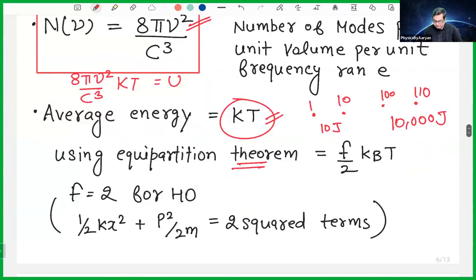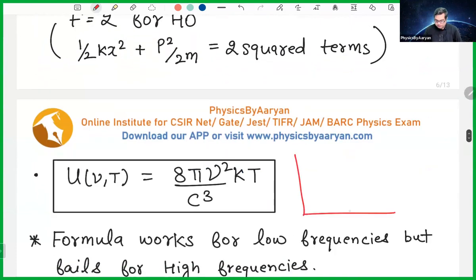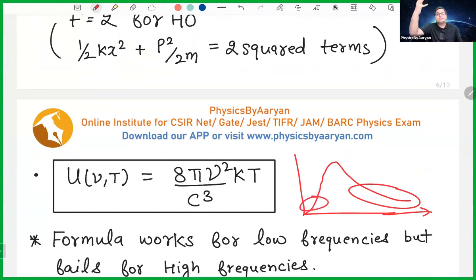Which is not true. If you look at the graph, it should first increase and then decrease, which basically tells us that at the higher frequencies, energy is not that much. At lower frequencies, energy is not that much. Energy is maximum somewhere in the middle. But according to the ultraviolet spectroscopy, this graph will just keep on going like this, which is wrong.